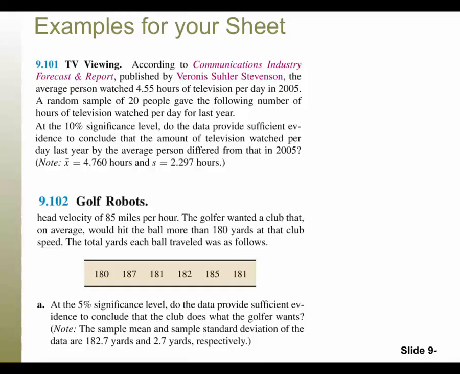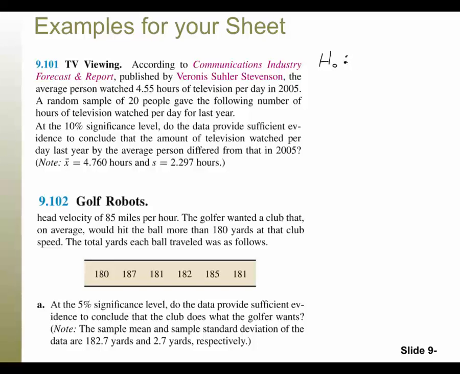So let's do one of these together and you try the other one. Okay. So here we go. The average person watched 4.55 hours of television per day in 2005. A random sample of 20 people gave the following number of hours of television watched. There's a table there that I omitted. At the 10% significance level, do the data provide sufficient evidence to conclude the amount of television watched per day last year by the average person differed from that in 2005? So right-tailed, left-tailed, or two-tailed?